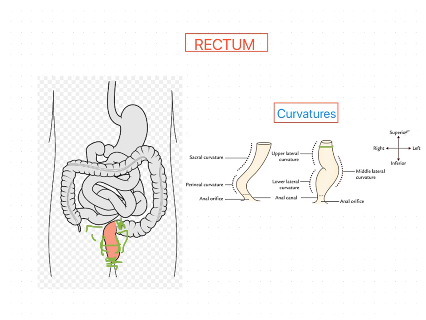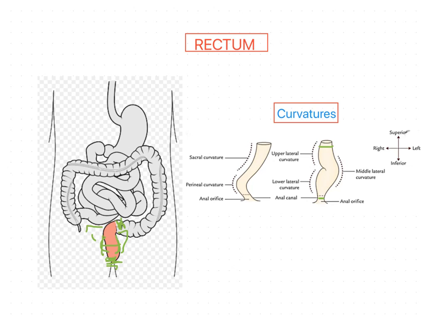The lower end is narrowed once again. So the upper portion and the lower portion are the narrowed portions, whereas the middle portion is the dilated portion, and that part is called the ampulla.